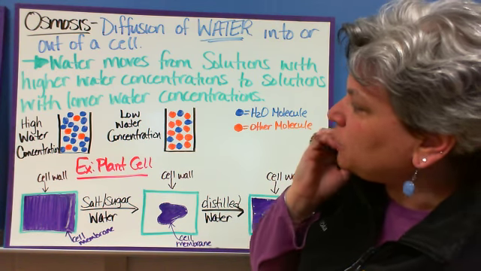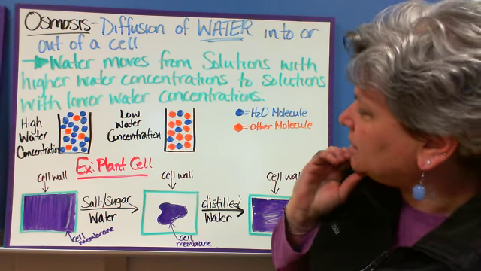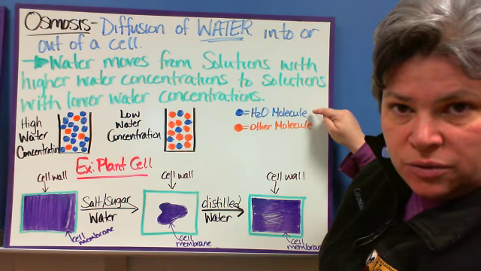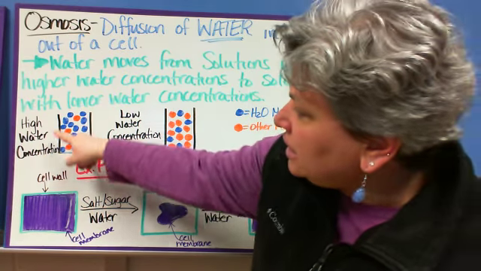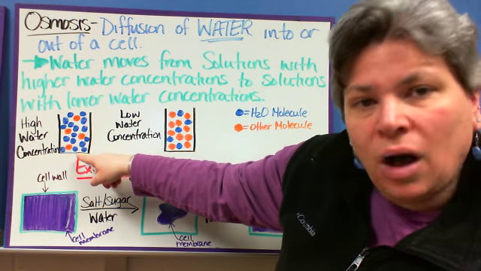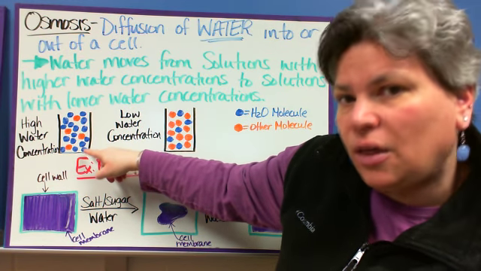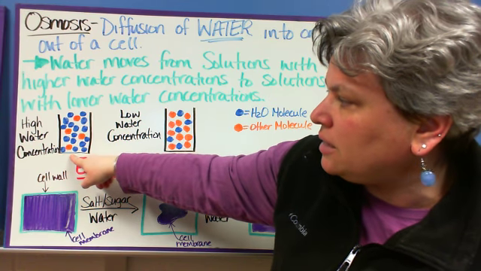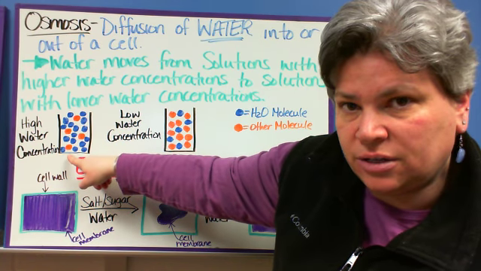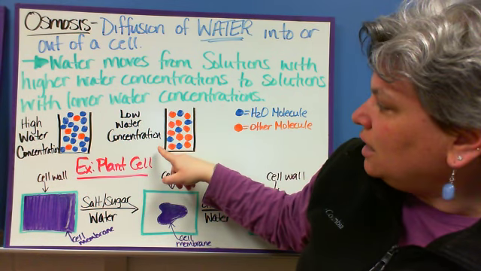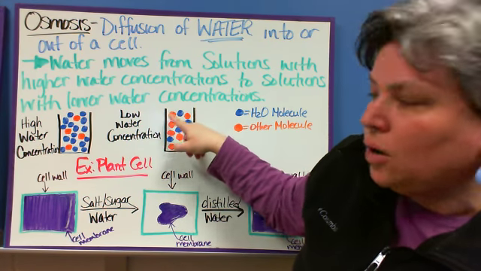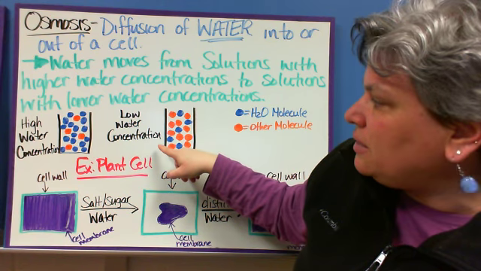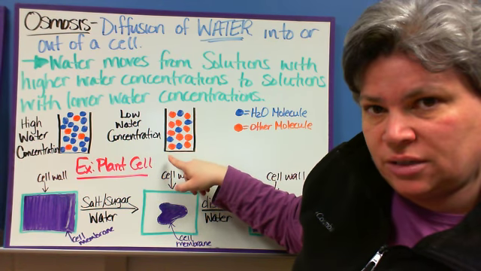So pictorially, I'm trying to represent it here with my little dots. The blue ones are my water molecules. The orange ones are some other molecule. So in this case here, there are more water molecules than there are other molecules. So we would say that this has a higher water concentration. In this case, there are more orange molecules or other molecules than there are water molecules. So we would say that this has a low water concentration.